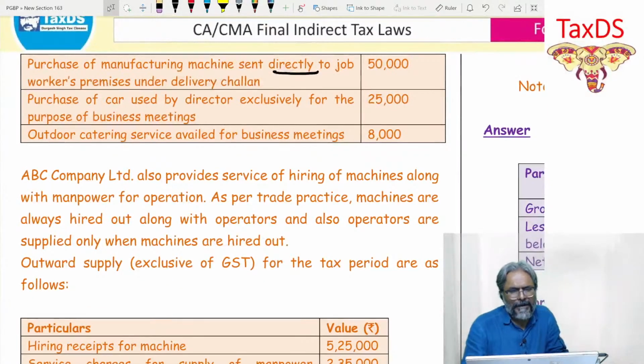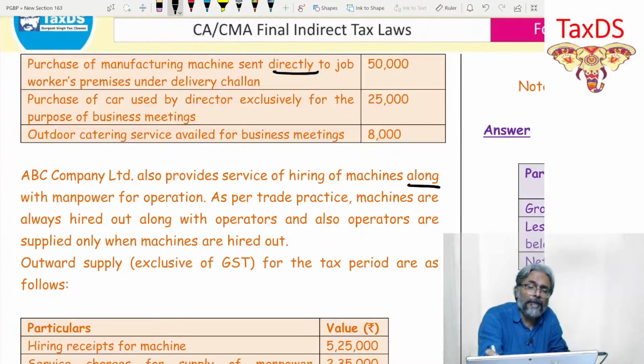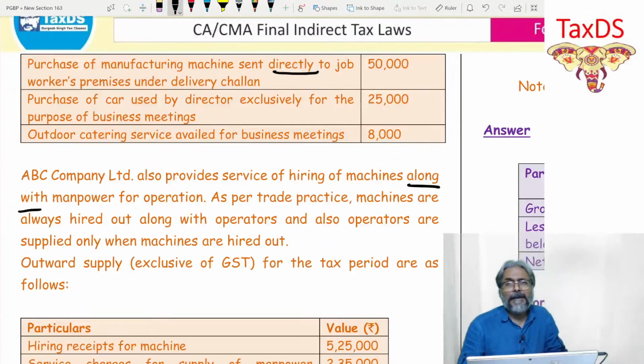ABC Company Limited also provides services of hiring. They are providing, so it is an output supply. They also provide service of hiring of machine, along with, this is important, composite supply or mixed supply as the case may be, we have to see further, along with manpower for operation.